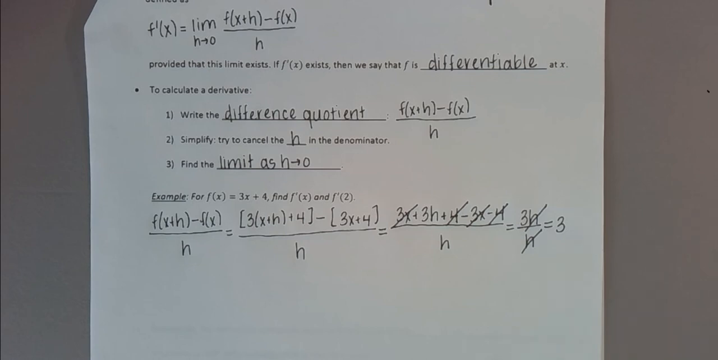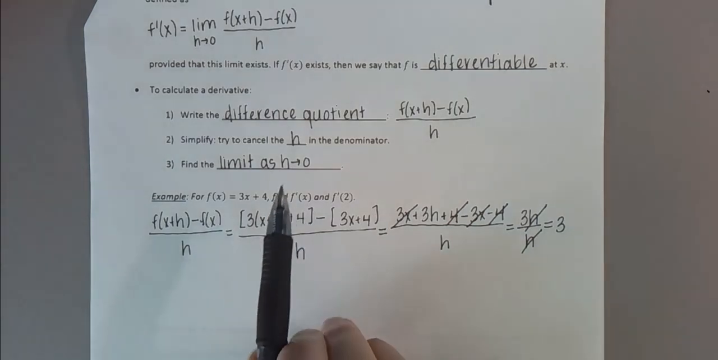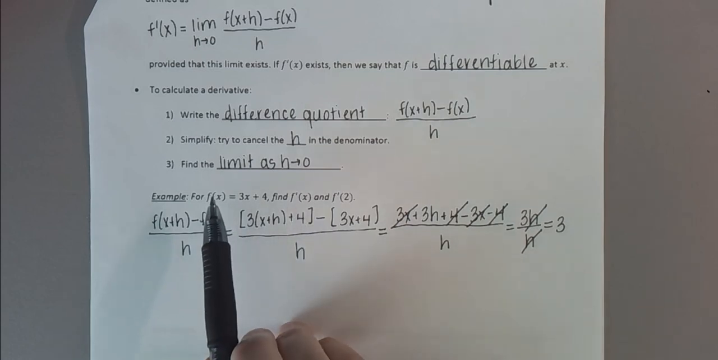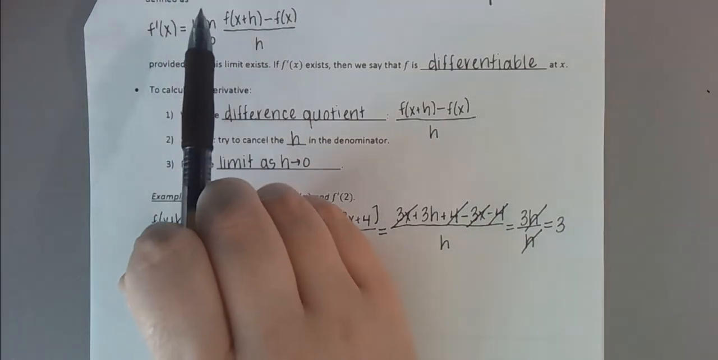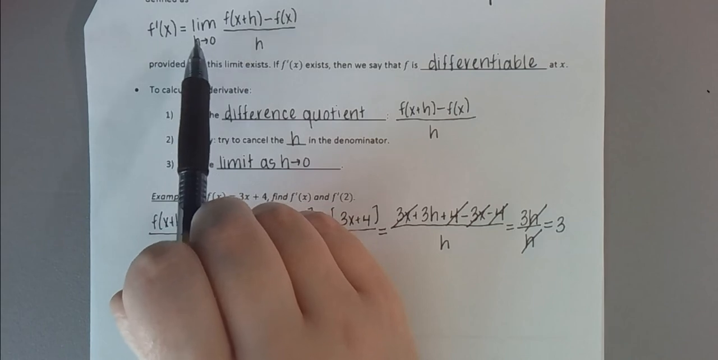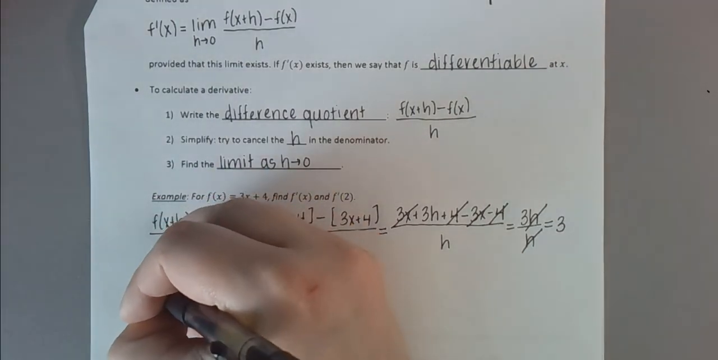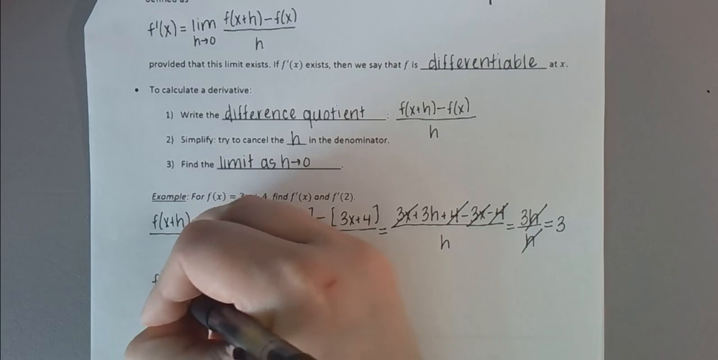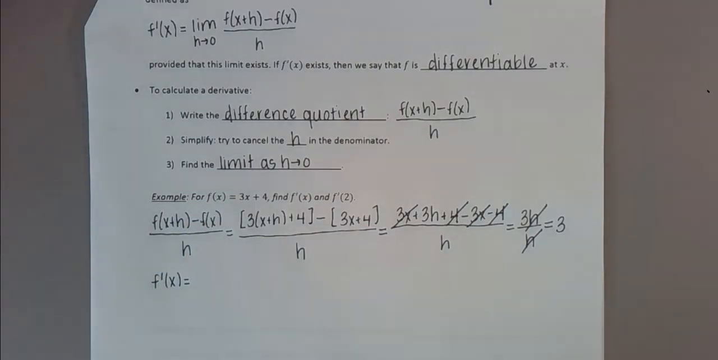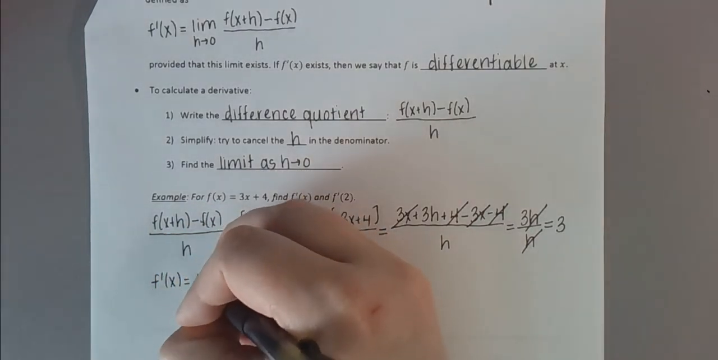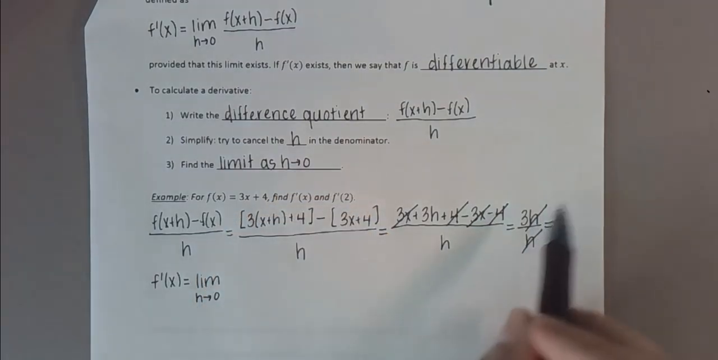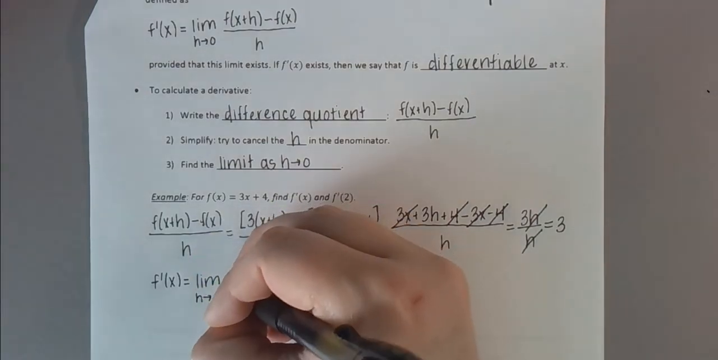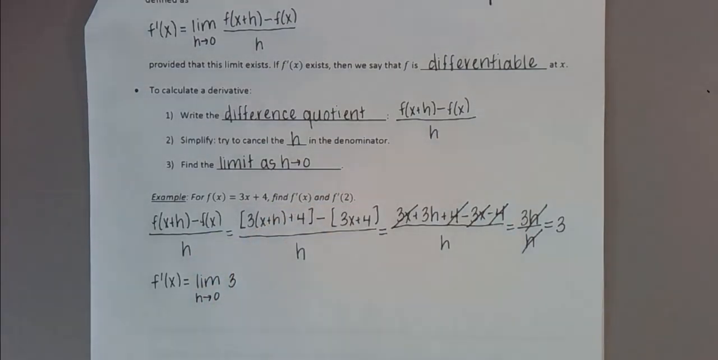Now if we want to take the derivative, the goal is to find the derivative of this particular function. We then take our difference quotient, whatever it happens to be, in this case just a 3, and we want to evaluate the limit of that expression as h goes to 0. So f prime of x, our derivative of this function, is defined as the limit as the variable h approaches 0 of the difference quotient, which in this case is just 3.